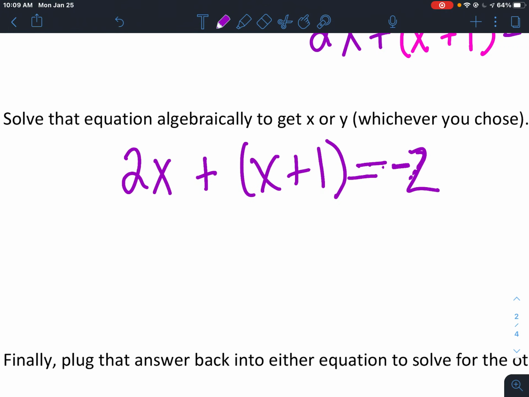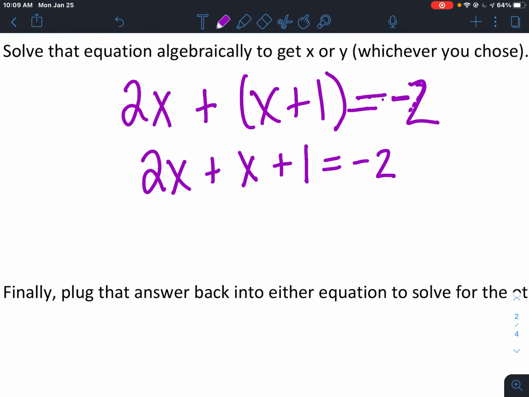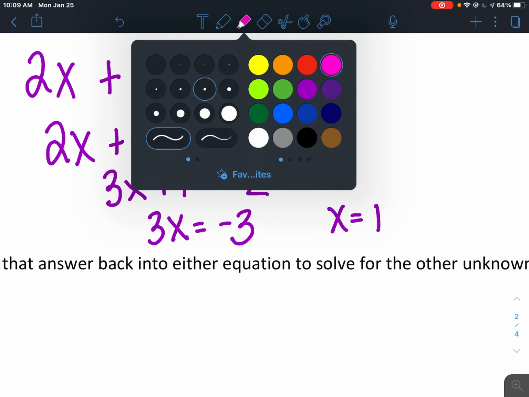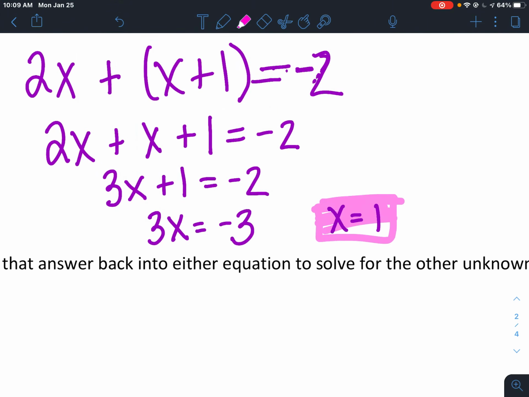I would distribute, but there's nothing to distribute because there's just a 1 there. So I can just drop my parentheses. So 2x plus x plus 1. If there had been a number here, I would have needed to distribute, but there's not. And then that all equals -2. Combine like terms. 2x plus x is 3x plus 1 equals -2. Subtract 1 from both sides. 3x equals -3. I'll highlight that just to make it stick out a little more.